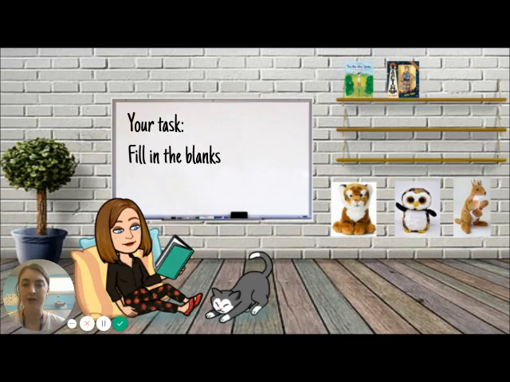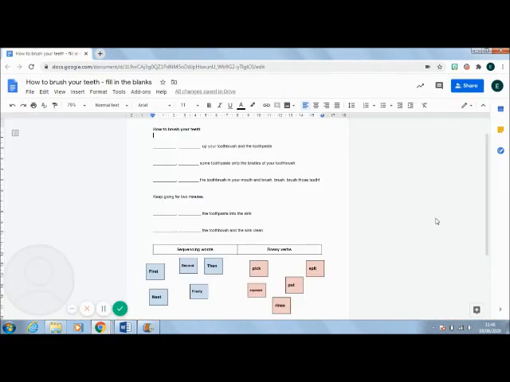So your task today is to do something very similar. I've written a set of instructions on how to clean your teeth. Let's take a look. So here are my instructions called How to Brush Your Teeth. And I have taken out the sequencing words and some of the bossy words. So let's see if we can do the first one together. First sentence says, blank, blank, up your toothbrush and the toothpaste. Let's look at our sequencing words. We have first, second, next, finally, and then. Which of those words do we think has to come at the start?